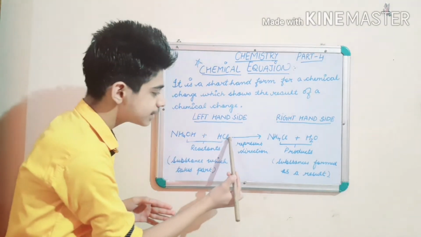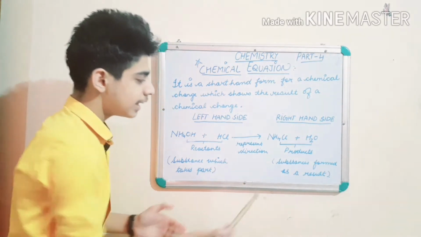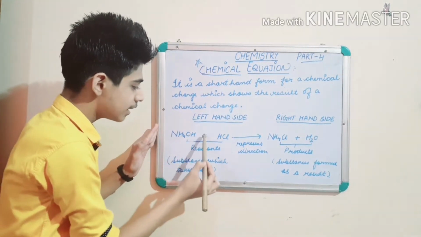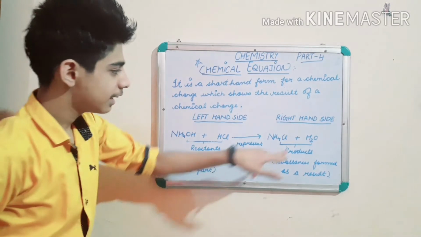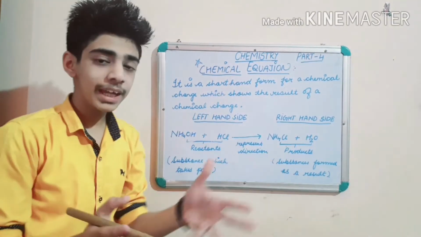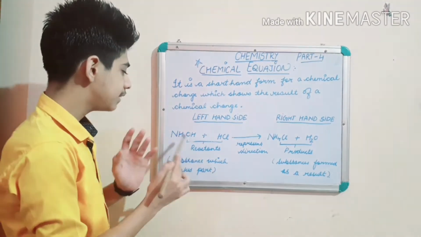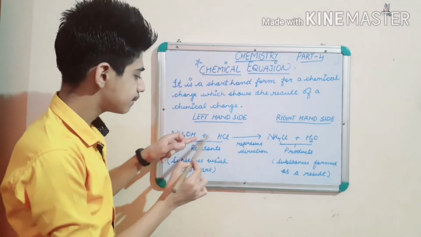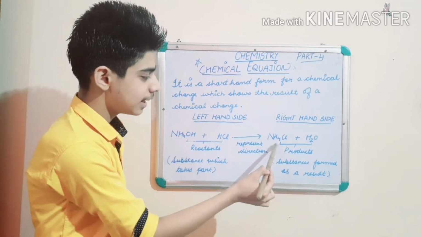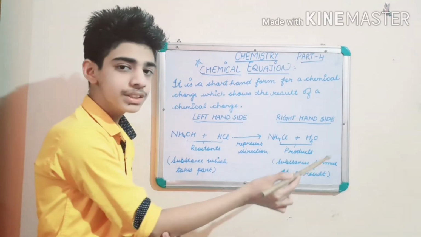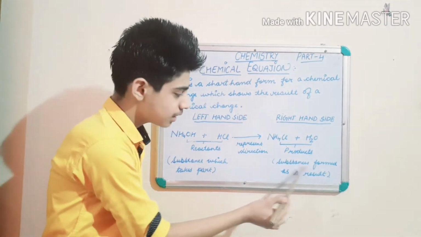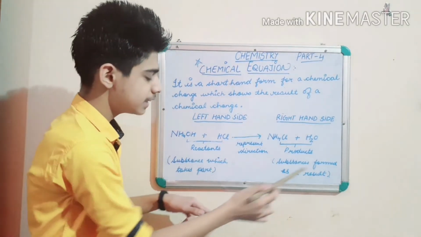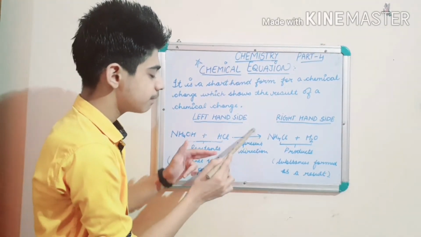Now the second step comes, the arrow. Arrow represents the direction, means the way in which the reaction is going. NH4OH plus HCl gives, on right hand side we will show the products, like what thing is formed when we have taken these both reactants. So the products are NH4Cl, ammonium chloride, plus H2O, means water. Reactants are substances which take part, and products are substances which form as a result, and this arrow represents the direction.